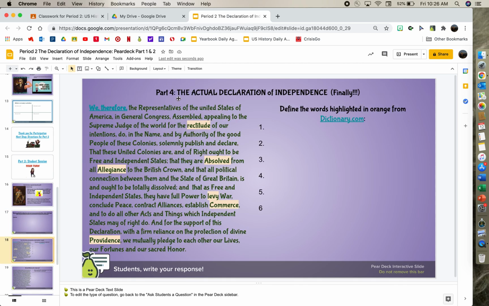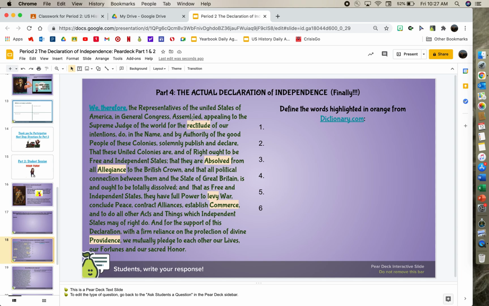Then the next part, Part 4, the actual Declaration of Independence, finally. You're going to look at the words that are highlighted, and you're going to use dictionary.com to find the definitions to those words. And then you're just going to write them out in your response. You can either use a word that is similar, or you can write out the definition, but you're just going to do all 6 of these words.